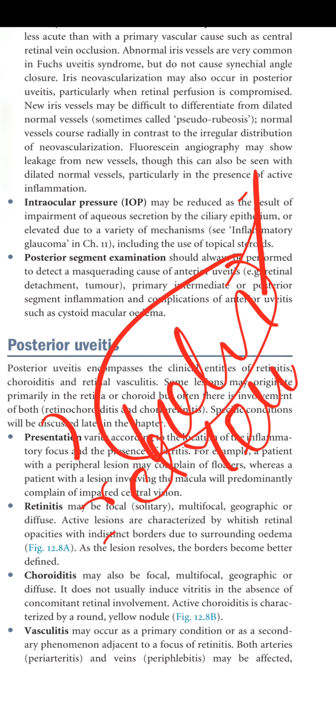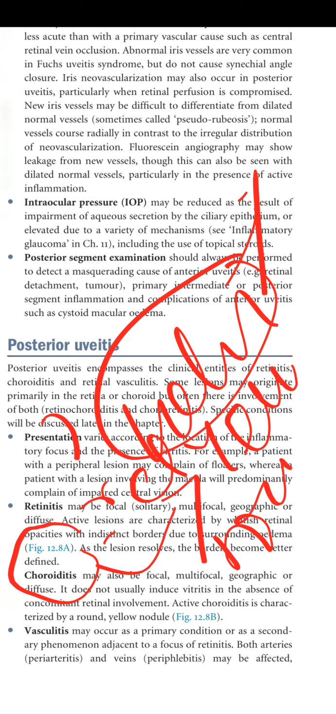Choroiditis may be focal, multifocal, geographic, or diffuse. It does not usually induce vitritis in the absence of concomitant retinal involvement. Active choroiditis is characterized by a round yellow nodule. So choroiditis has the same distribution, but it has a round yellow nodule.